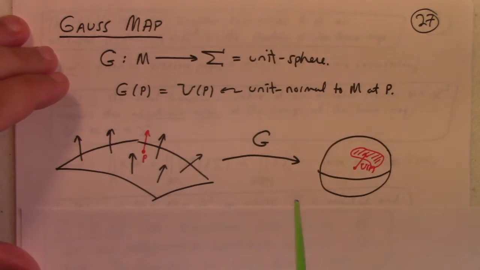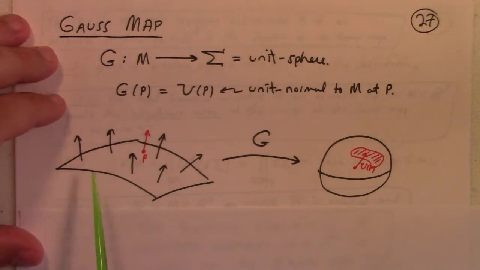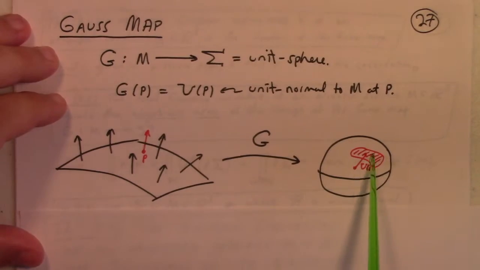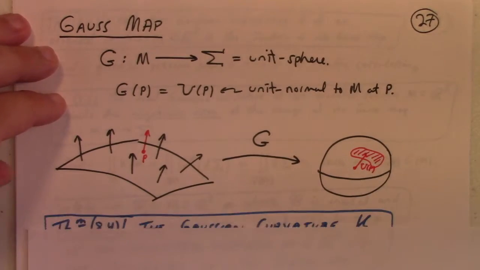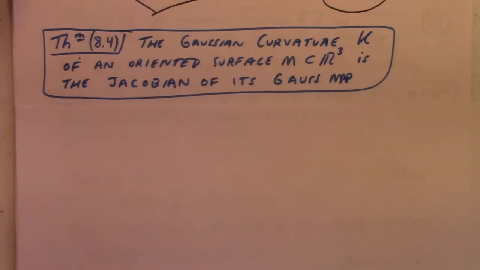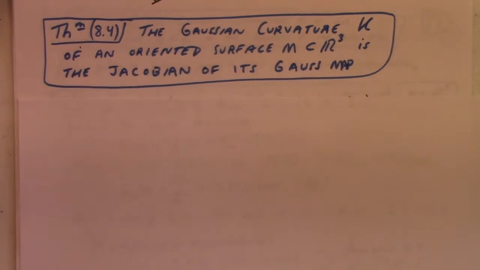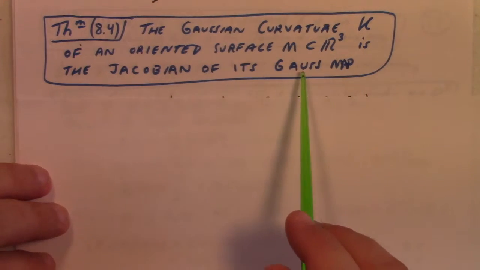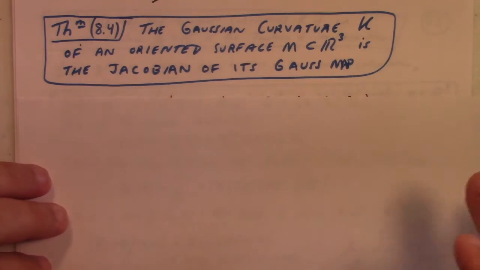There's a silly picture of it. Here's my surface M, here's the Gauss map G, and so you think about taking these arrows and they map over to points on the sphere like that. Now, here's the theorem. Here's partly why we're interested in it. The Gaussian curvature K of an oriented surface M is the Jacobian of its Gauss map.